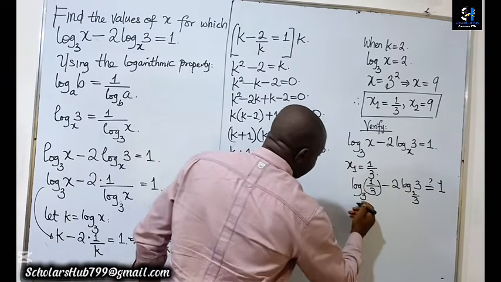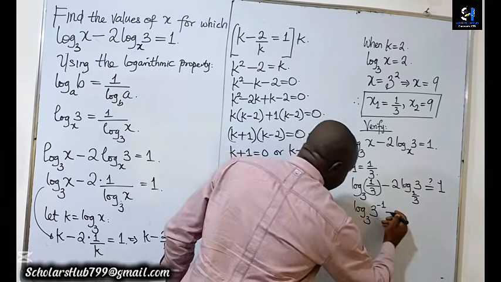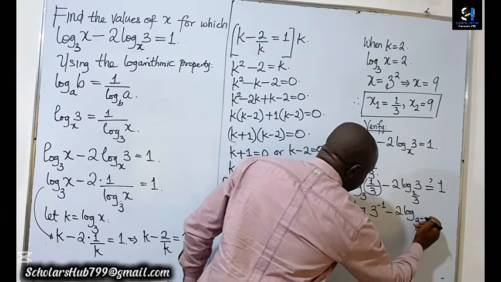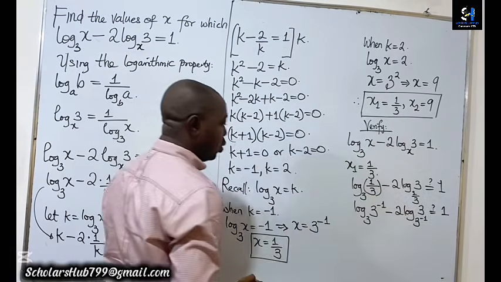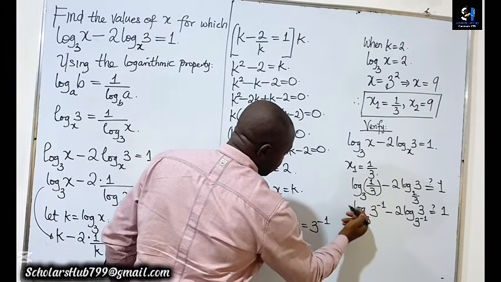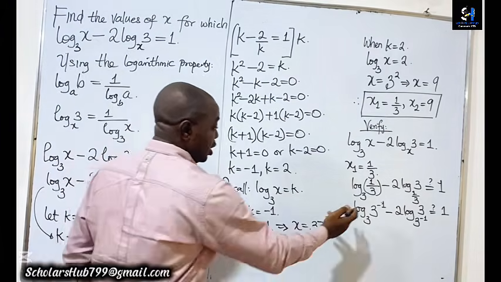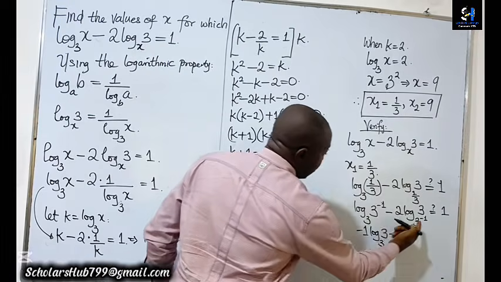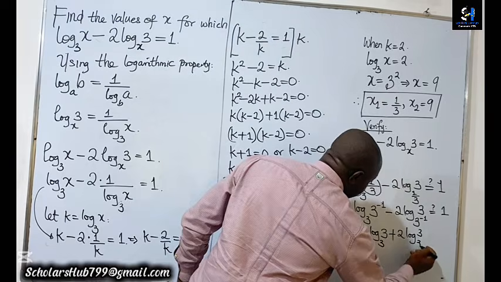Now, we know that this is the same as log base 3 of 3 raised to the power of minus 1, then negative 2 log base 3 raised to the power of minus 1 of 3. Will this be equal to 1? We're going to apply the power rule of logarithms in this case, and this will be negative 1 log base 3 of 3 plus 2 log base 3 of 3.